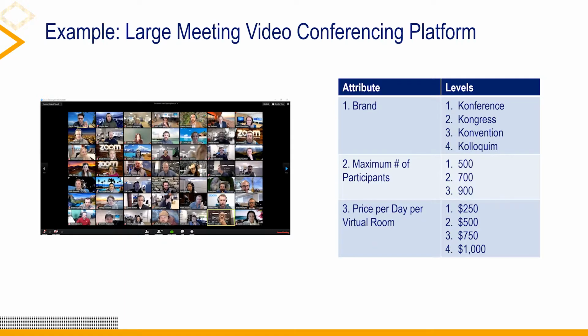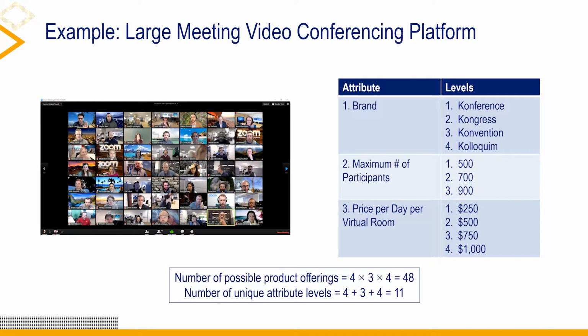To help you understand what you can do with a conjoint analysis study, consider this stylized example product. The product is a video conferencing platform for large meetings. The qualitative work determines several features to include regardless of the final product. There are three attributes still under consideration: brand name for the service, the maximum number of participants, and the price per room per day. The brand names and their levels are shown here. We call this a 4x3x4 design, which corresponds to the number of levels for each attribute.